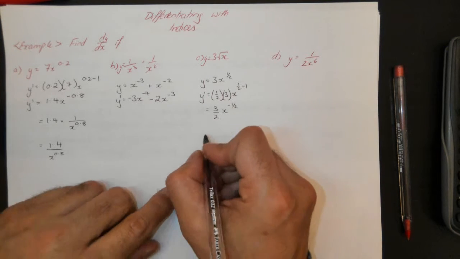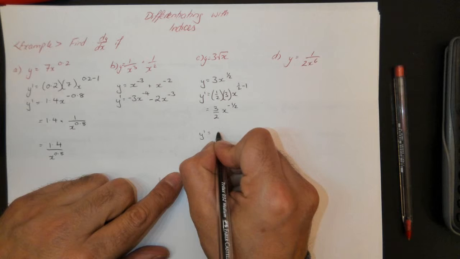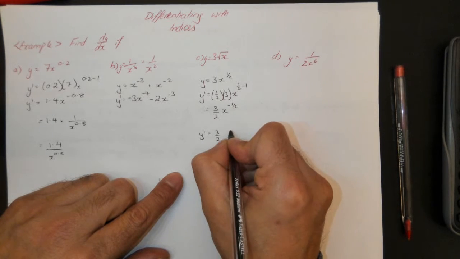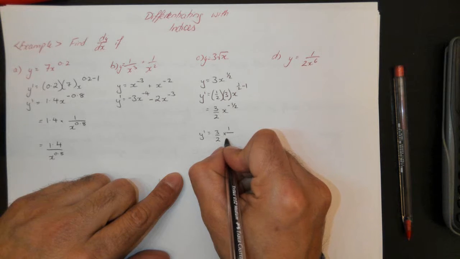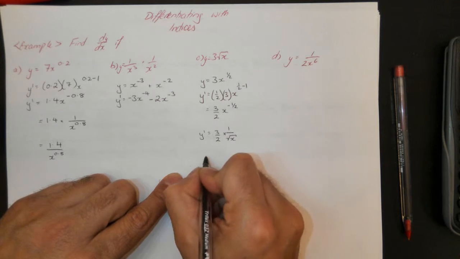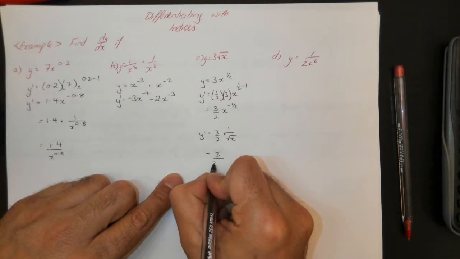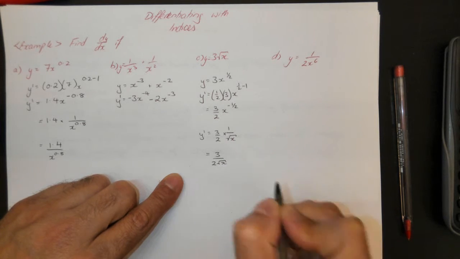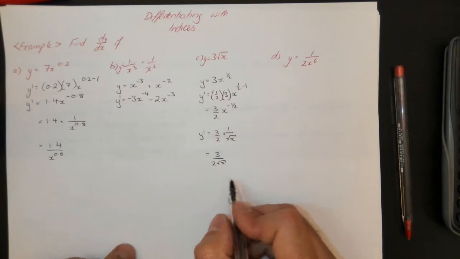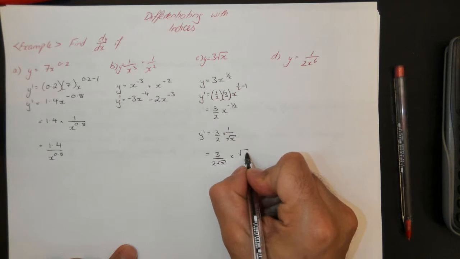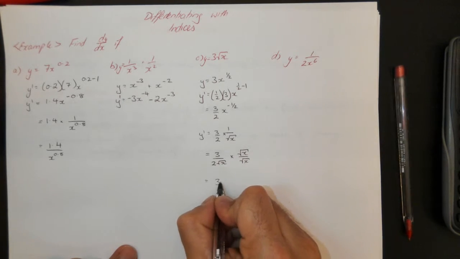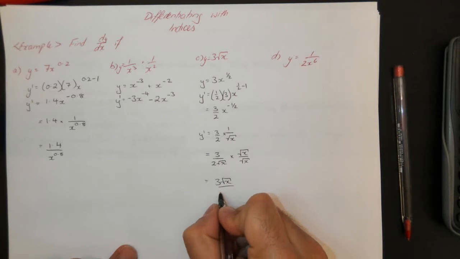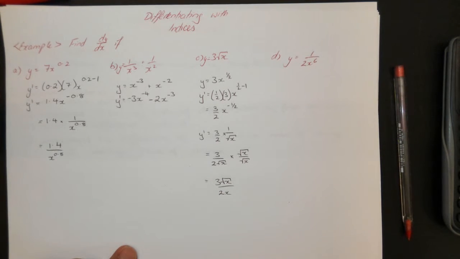And we can write that as 3 over 2, times 1 over square root x, which is the same as 3 over 2 square root x. If we wanted to have a rational denominator, we just multiply it by square root x, giving us 3 square root x over 2x.